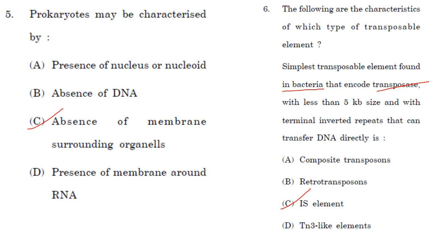Then the following are the characteristic of which type of transposable element? Simplest transposable element found in bacteria that encode transposase with less than 5 kb size and with terminal inverted repeats that can transfer DNA directly is. So here the transposable element is encoding a transposase. It is less than 5 kb size and it is having terminal inverted repeat. So it is a simple transposon and it is called as IS element in bacteria. Answer is option C.